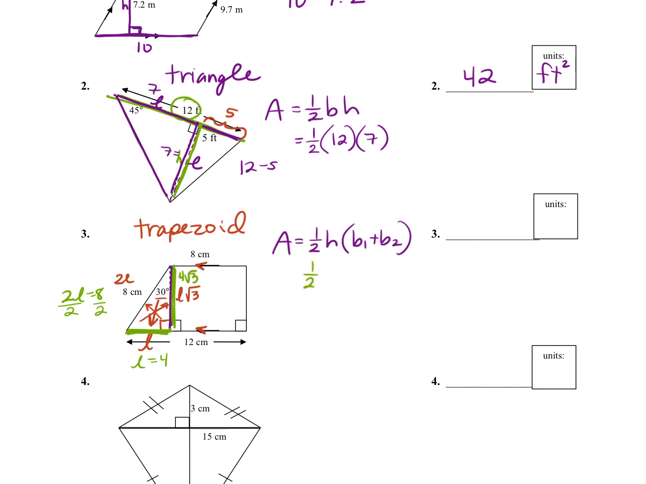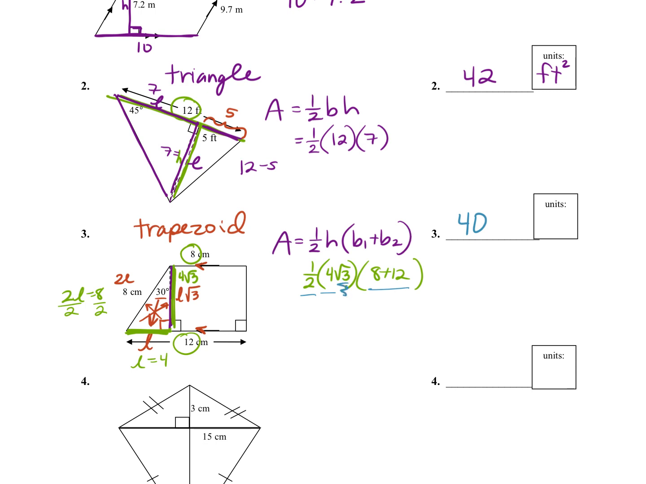So we would say 1/2 times the height, 4 rad 3, times base 1 plus base 2. Your bases are the two that are parallel. So 8 and 12, you want the whole thing. 8 plus 12 would be your setup. And then this is the one where you just plug in everything but the radical. So 1/2 times 4 times either parentheses 8 plus 12, or you can just plug that in as 20. So let's see, 1/2 of 4 is 2 times 20 is 40.